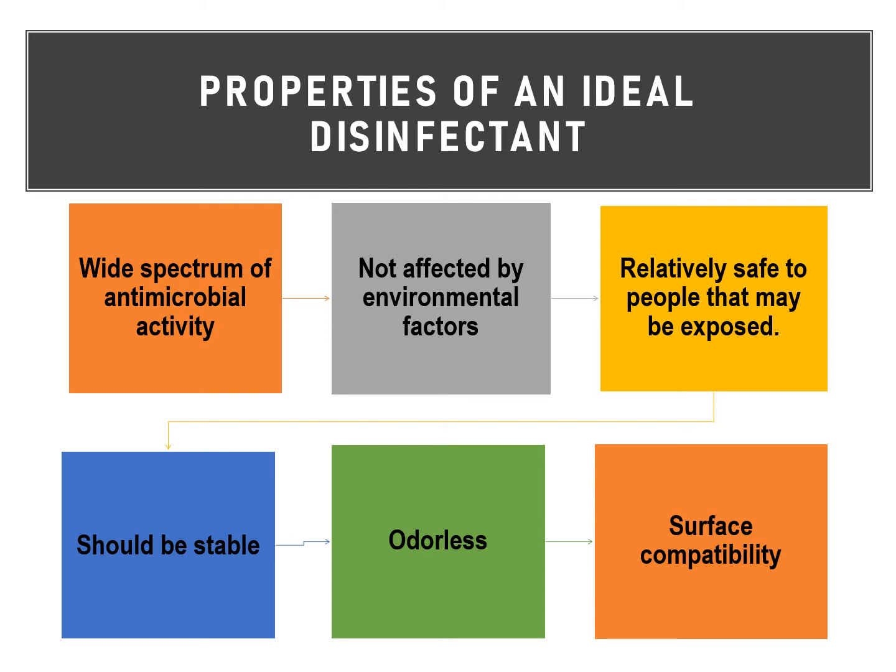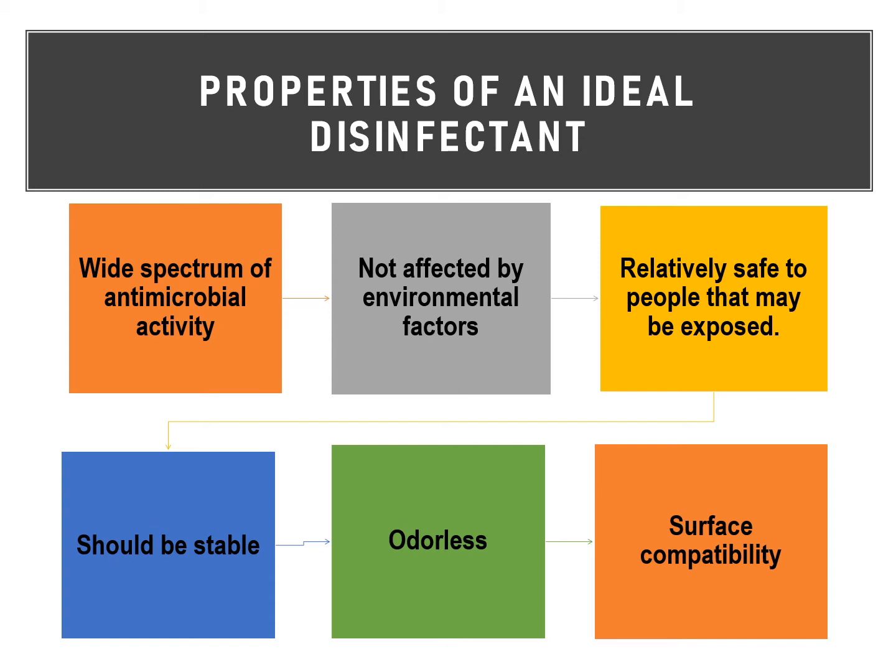The third property is that it should be relatively safe to people that are exposed to or using the disinfectant. It should not be toxic to humans. In practice, this balance between effectiveness and low toxicity for humans is hard to achieve. Some chemicals are used despite their low effectiveness because they are relatively non-toxic.